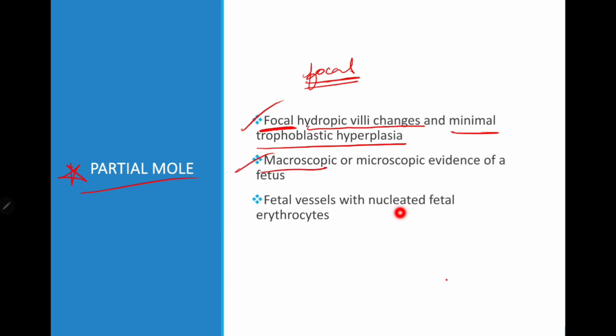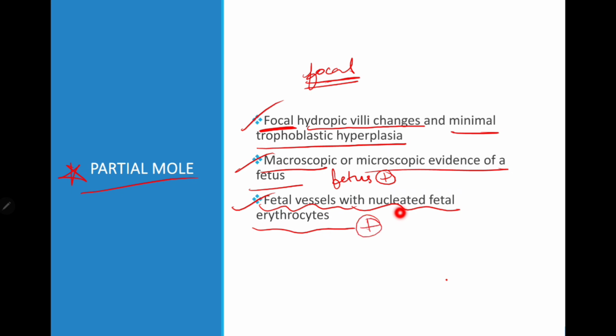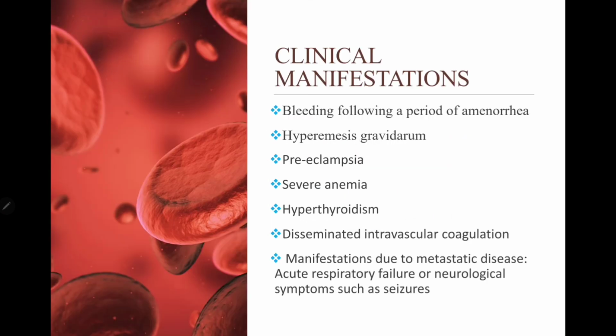And macroscopic or microscopic evidence of a fetus will be there. So a fetus or embryo is going to be present. Fetal vessels with nucleated fetal RBCs or erythrocytes are also present. So as I already mentioned, there is going to be a focal hydropic villi change, minimal trophoblastic hyperplasia, and evidence of fetal vessels with nucleated fetal erythrocytes present.